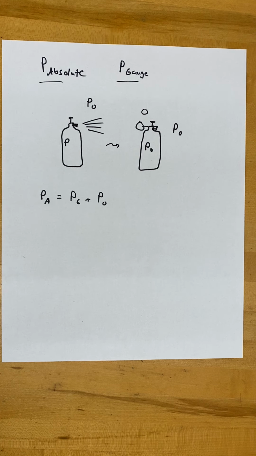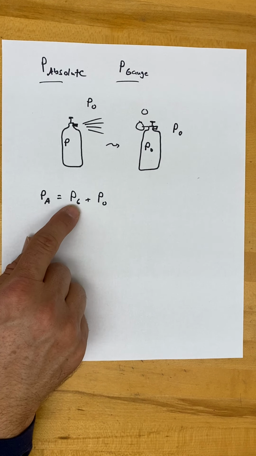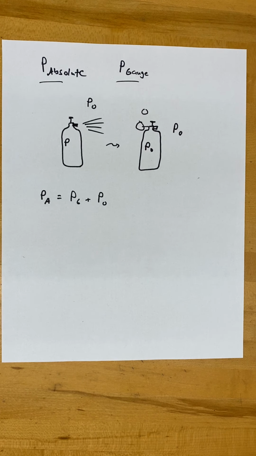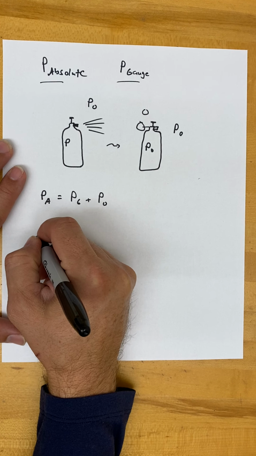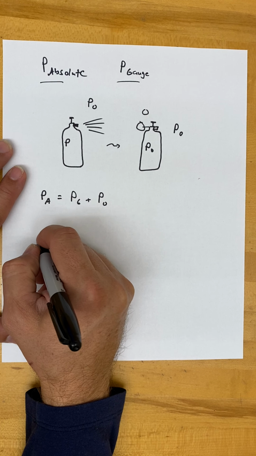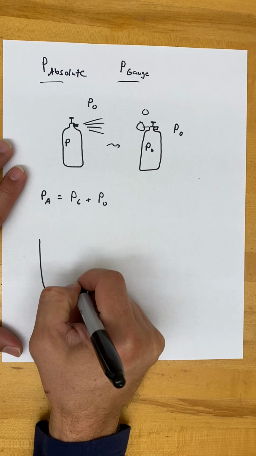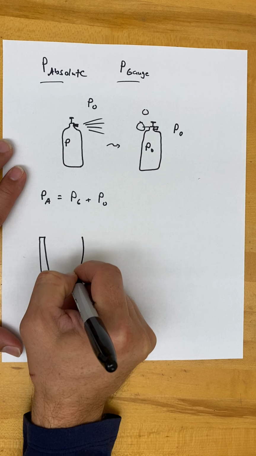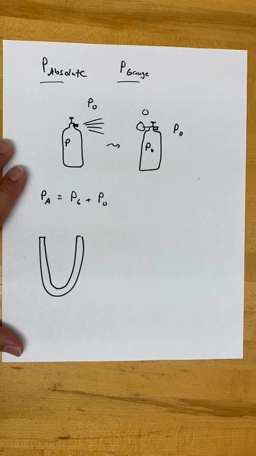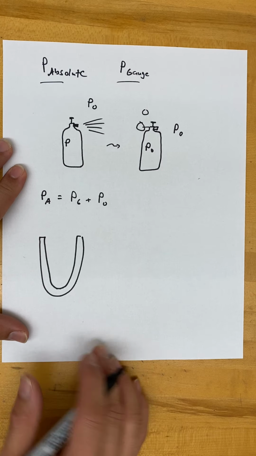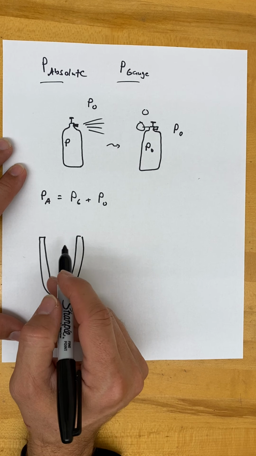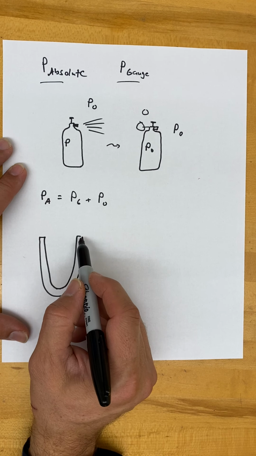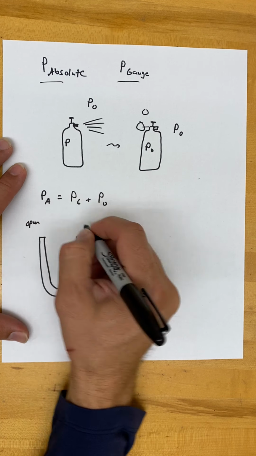All right, so that still leaves the question of how do we measure the gauge pressure? That's actually a really interesting physics problem. So let me introduce you to something called a manometer. A manometer is just a tube. In all cases, it's going to be open at the ends. So this is open and open.